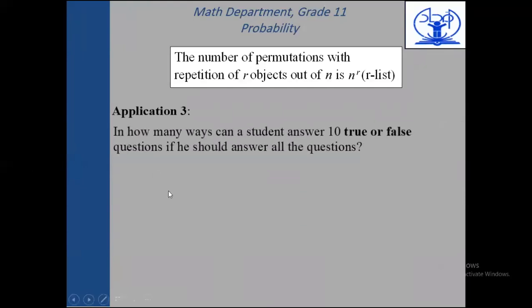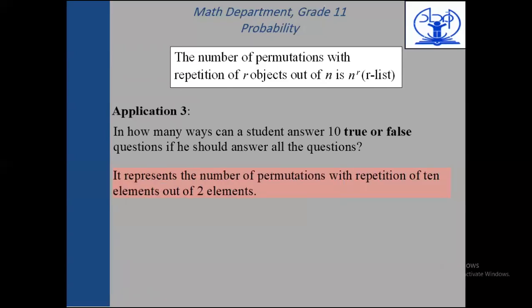In how many ways can a student answer 10 true or false questions, if he should answer all these questions? So think about it. The first box, 2 options. The second box, 2 options. Repetition here is allowed. So it will be 2 power 10. Or you can draw 10 boxes and give each box the number of ways it can be chosen. So the answer will be 1024.